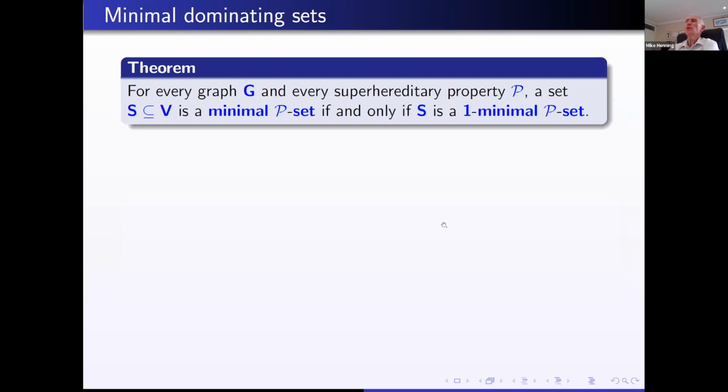So it's just a very elementary property of dominating sets, but you can be a bit more general. You can prove it for superhereditary properties: for any property that's superhereditary, you've got this property of minimal sets.